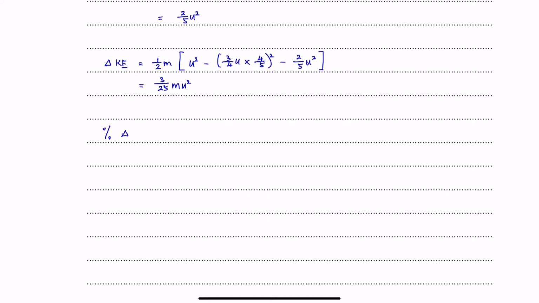And the percentage change in the kinetic energy would be 3 over 25 mu squared over half mu squared, because initially the speed is only u, and half mu squared is the formula for kinetic energy. So this would be it, and we would get 24%.